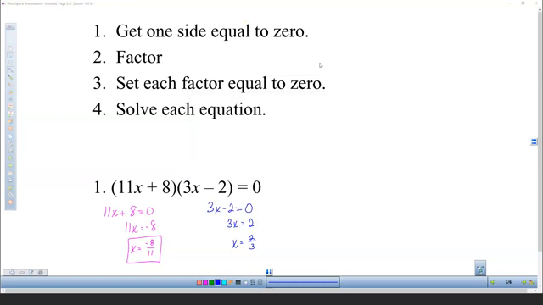And so we're going to get this going. Sorry about that. Come on.